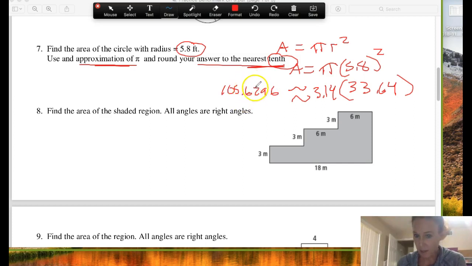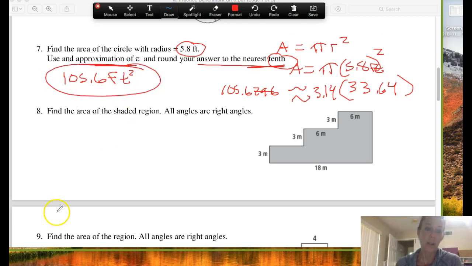If I round to the nearest tenth, this is the tenths place. I'm going to look at the next number and it's less than 5, so I keep this the same. I don't round up. So I'm going to write 105.6, and it is in feet, and I did square my feet. I did 5.8 squared, so it would be feet squared. Area is always feet squared or units squared. And there you have it.